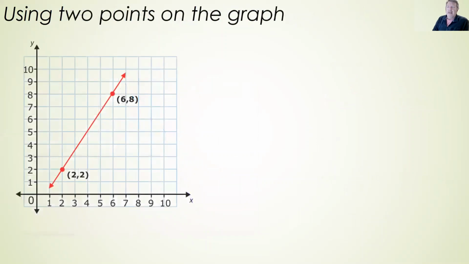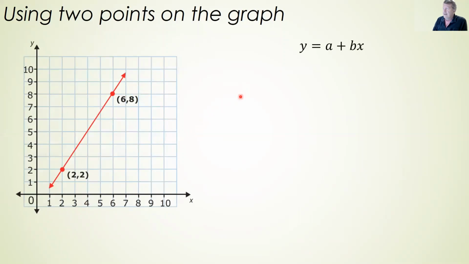Next one is using 2 points on the graph. Now, here's a graph. We've got 2 points clearly labeled just to make things a bit more easy for you. That's great English, a bit easier for you. Anyway, now you can see the y-intercept isn't marked. So again, it becomes obvious down here which version of finding the equation we have to use. So it's going to be using the 2 points.